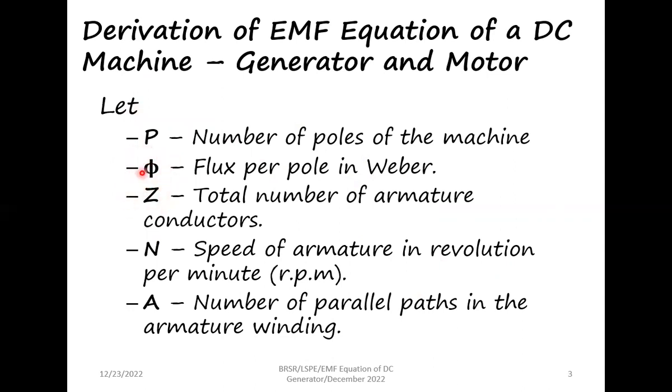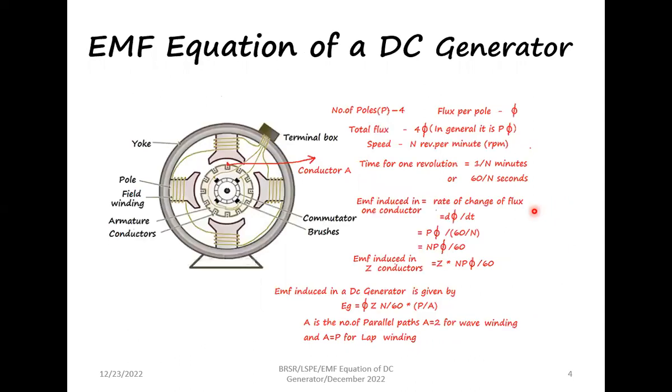Z is the number of conductors, and N is the speed at which the armature is going to rotate, given in RPM, revolutions per minute. A is the number of parallel paths in the armature winding. The number of parallel paths is decided by the type of winding. If it is a lap winding, then A is equal to P, and if it is a wave winding, A is always taken as 2.